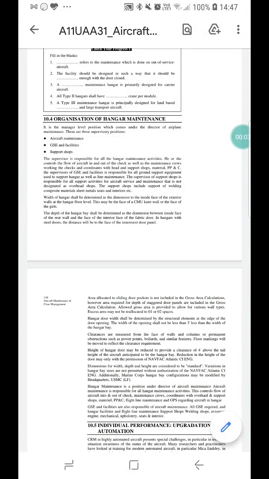Welcome back. Again, we are starting our chapter, topic number 4 from the chapter Hangar: Organization of the Hangar Maintenance. It is the manager level position which comes under the director of airplane maintenance. So, we have three supervisory positions. The first one will be the manager who is taking care of everything: the aircraft maintenance, GSE and facility, and supports and shop.